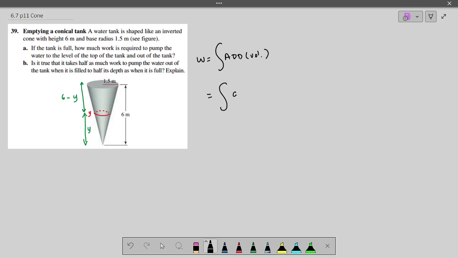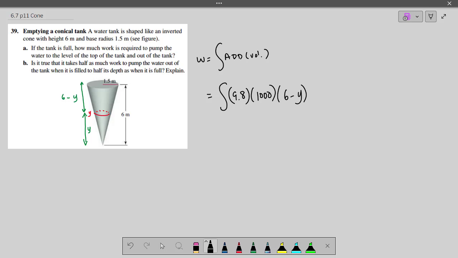And once again, 9.8 times 1,000. So there's the AD. And then the second D, the distance that our cross-section travels if we're pumping right out the top: 6 minus y. So 6 minus y, exactly. So there's the ADD part. Pretty darn fast to get all the way to there.